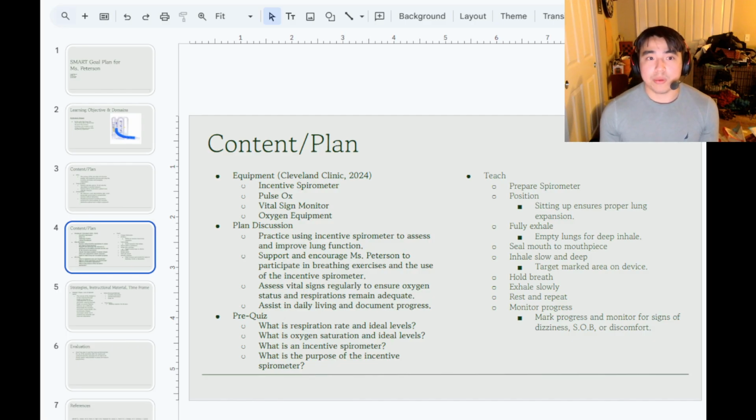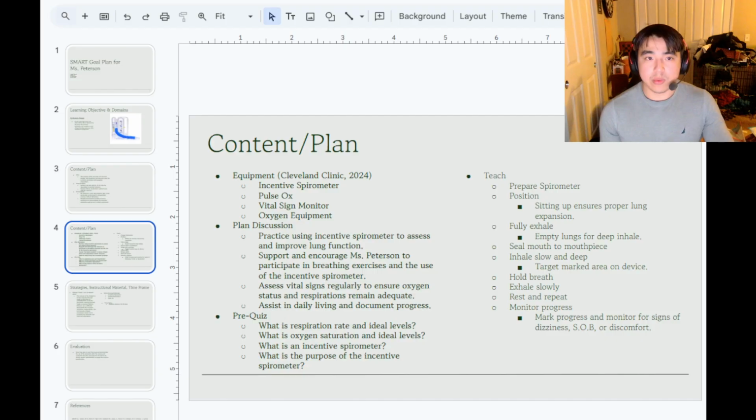And so first, as we prepare the spirometer, we want to make sure that you are in a proper position to where you're able to fully access your lungs, at a more advantageous point, so we'll be sitting more upright to ensure proper lung expansion. Before we insert the mouthpiece, we want to do a full exhale. We want to empty all the air out of our lungs before we do a deep inhale.